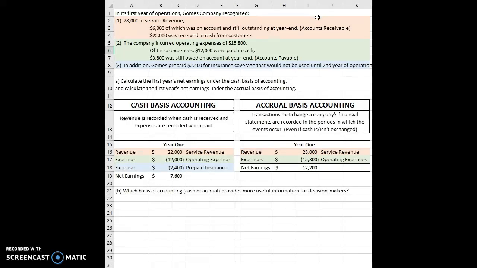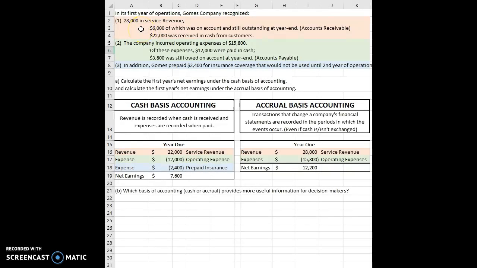And the first thing that we were asked to do is to calculate the first year net earnings under the cash basis of accounting, as well as calculate the first year's net earnings under the accrual basis of accounting. So I've set them up into two different columns, one for cash basis accounting, one for accrual basis of accounting. We're going to go over cash basis accounting first. The definition for cash basis accounting is that revenue is recorded when cash is received and expenses are recorded when they're paid. So if we go up, I've separated the question into three different sections, one for revenue, expenses, and additions.